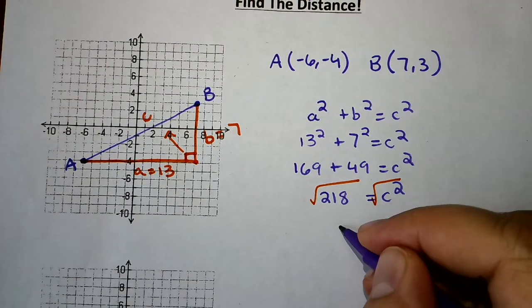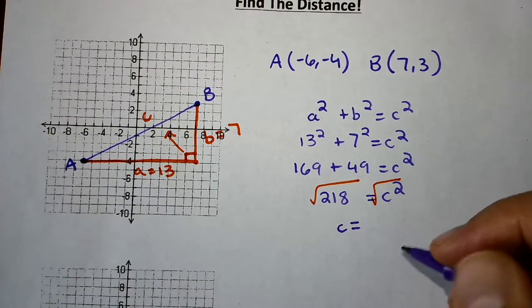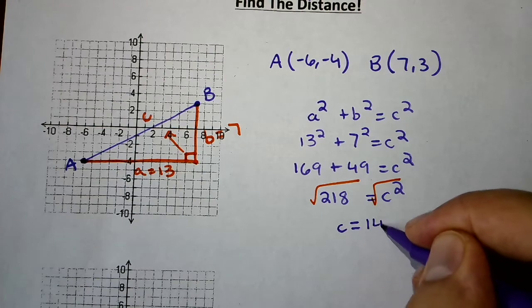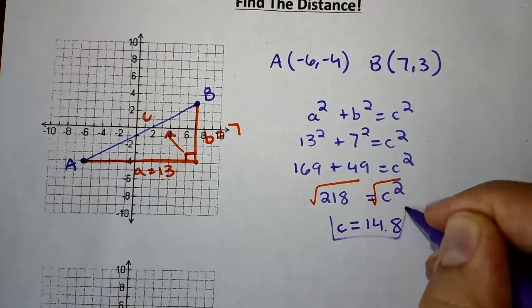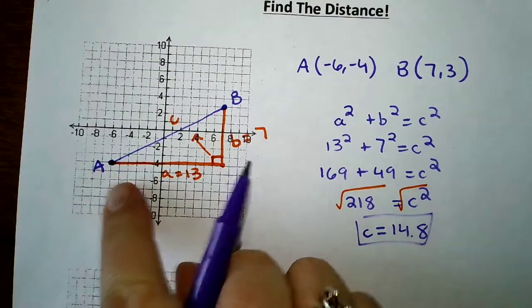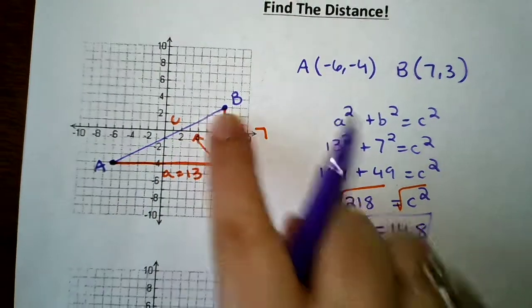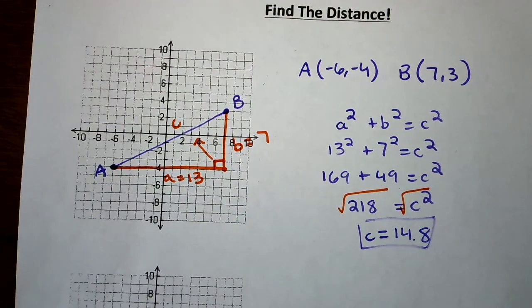So the square root of 218, if we round to the nearest tenth, like we have been in this unit, it will be 14.8. Woohoo! So the length of the line from A to B is 14.8 units long. All right, let's do another one.